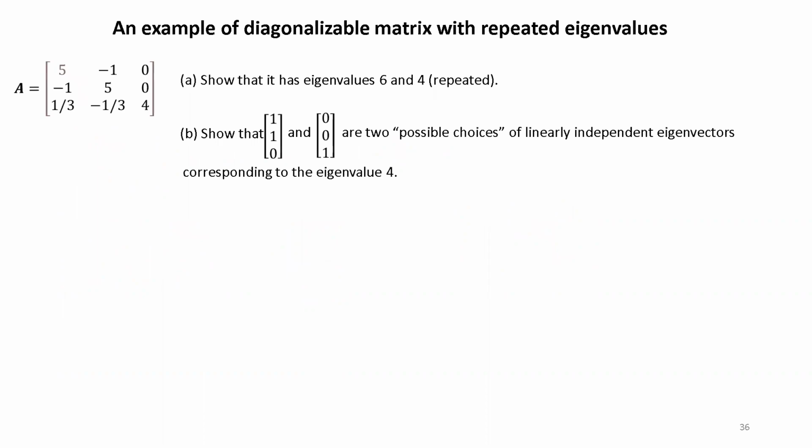So next, I would like you to try a problem by yourself. Try to find the eigenvalues of this 3x3 matrix. And then you'll find that again you have a repeated eigenvalue. But this time, the repeated eigenvalue gives you two linearly independent eigenvectors. Okay, I want you to spend a few minutes to try this.